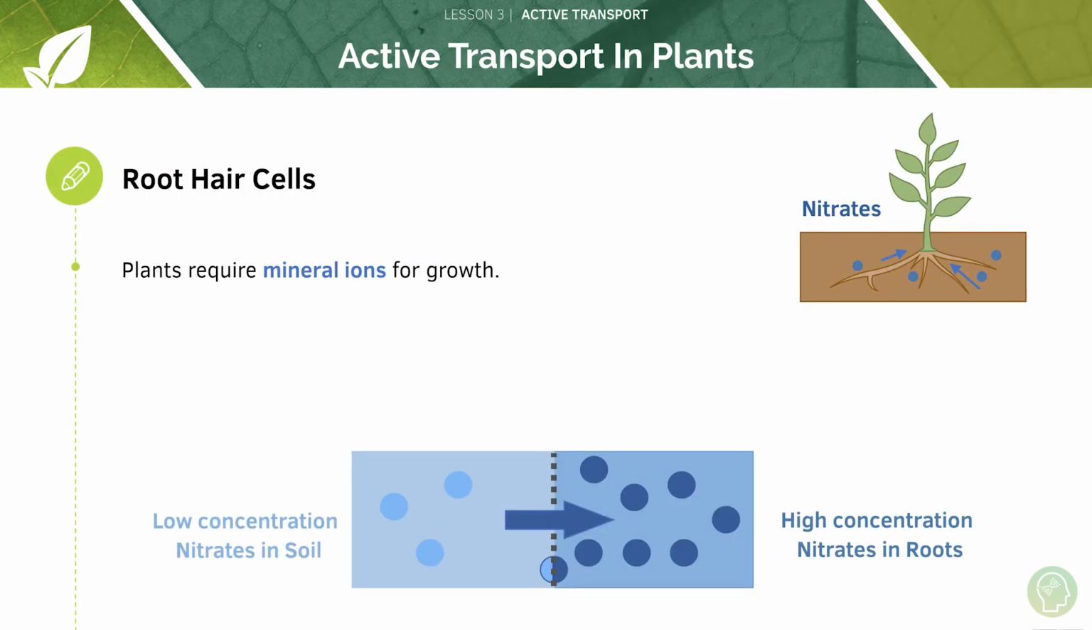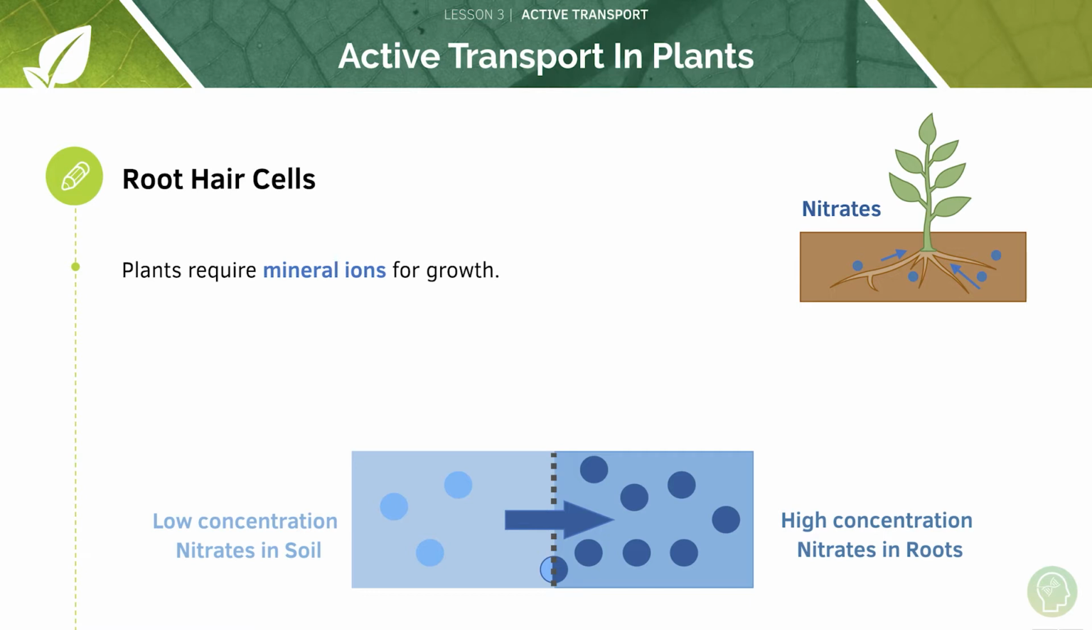Active transport in plants. A really good example of this is in root hair cells. We know that plants require mineral ions for growth, and in particular nitrates in the soil are especially needed for protein synthesis. These nitrates have to be taken up from the soil by the root hair cells. Now this is going to involve one form of transport. Is it osmosis, is it diffusion, is it active transport? Well, taking a look at the concentrations, mineral ions are in a higher concentration inside the root hair cells compared to in the soil.